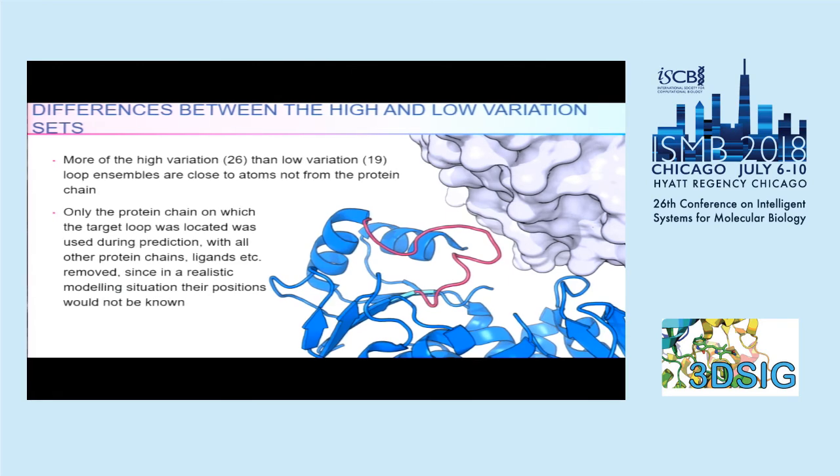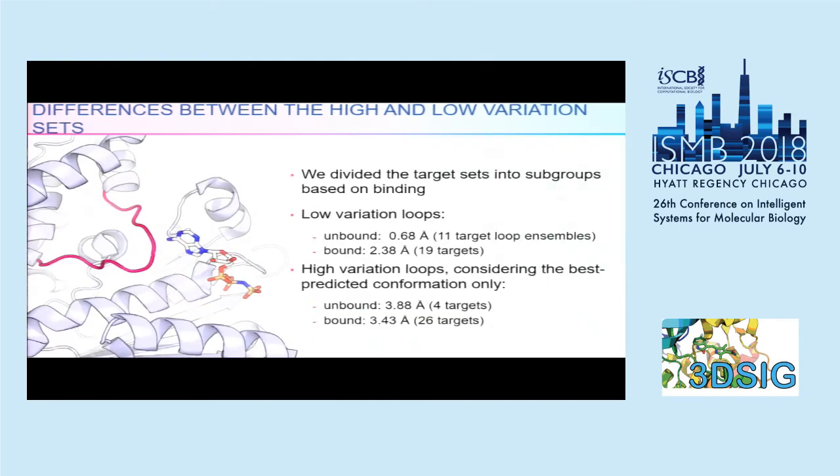So this is a real problem in the sense that if this is what's causing the difference, then it's going to be very difficult to get around this. You're going to have to think about ways of dealing with that. So we divided the target sets into subgroups based on binding. What we found interesting is it is true, if I look at the low variation set, that when I'm trying to predict things which are bound, so in other words have an atom from a different protein chain near them, then I have more difficulty in getting those right. So my average RMSD is a lot higher than if I'm looking at unbound loops.